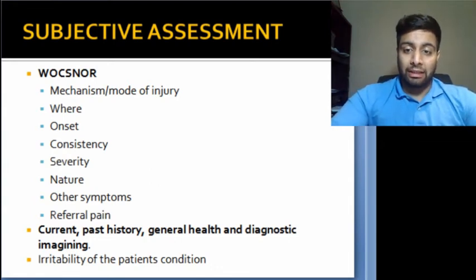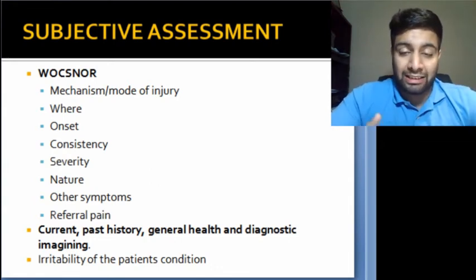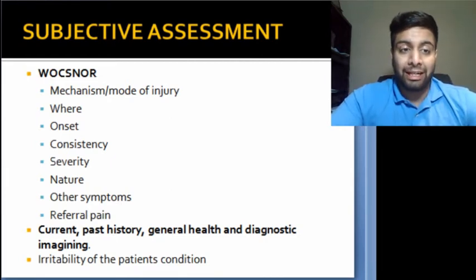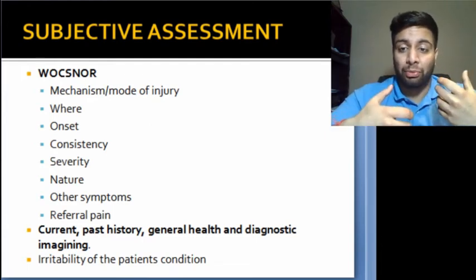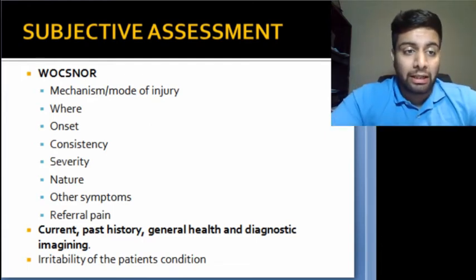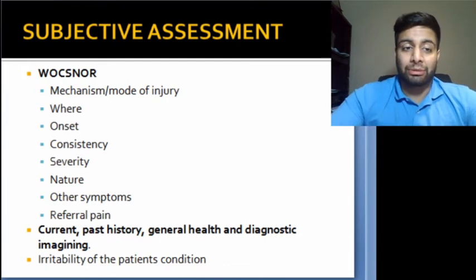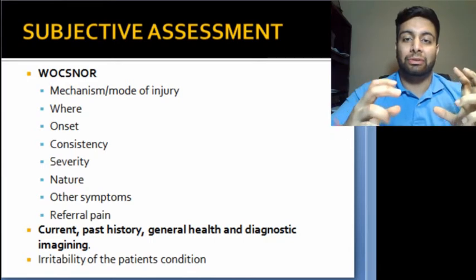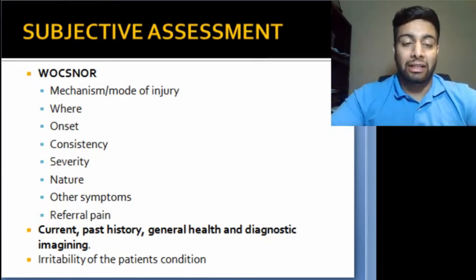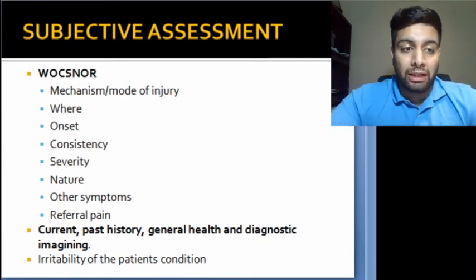The onset of the injury: is it acute, has it been a chronic issue? Asking them for the consistency of the pain: is it constant, intermittent, what percent of the time, is it one side or both sides? Then asking for the severity in terms of a pain rating. You can use the NPRS scale, 0 to 10, and find out as a measure. And then asking the nature of the pain is very important as well.